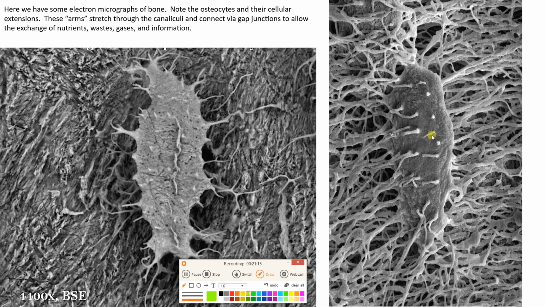Anyway, look at these osteocytes. Appreciate the multitude of arms and legs, which allows for great exchange of nutrients, gases, and also, most importantly, information between them as they monitor bone stress. That is really cool. And that, folks, is our last slide.